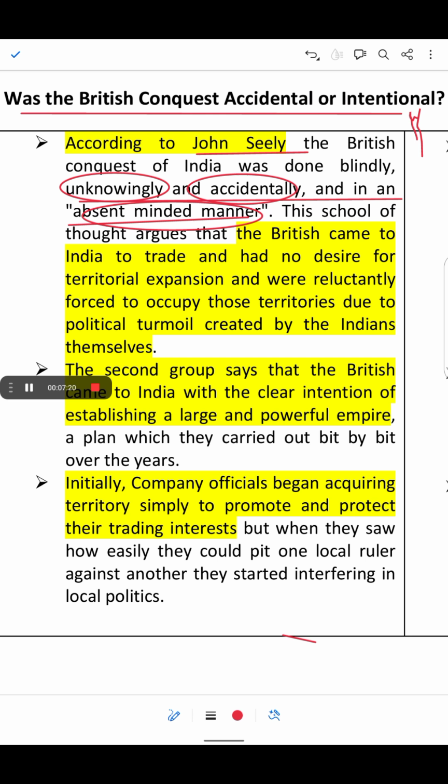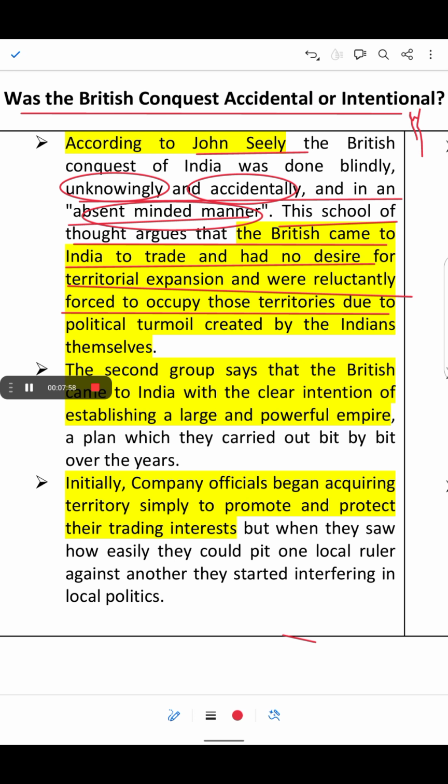But according to John Seeley, the British conquest of India was done blindly. They did not know, and accidentally they started controlling the political system of India and then acquiring territories like this. This school of thought argues that the British came to India to trade and had no desire for territorial expansion, and were reluctantly forced to occupy those territories due to political turmoil created by the Indians themselves.